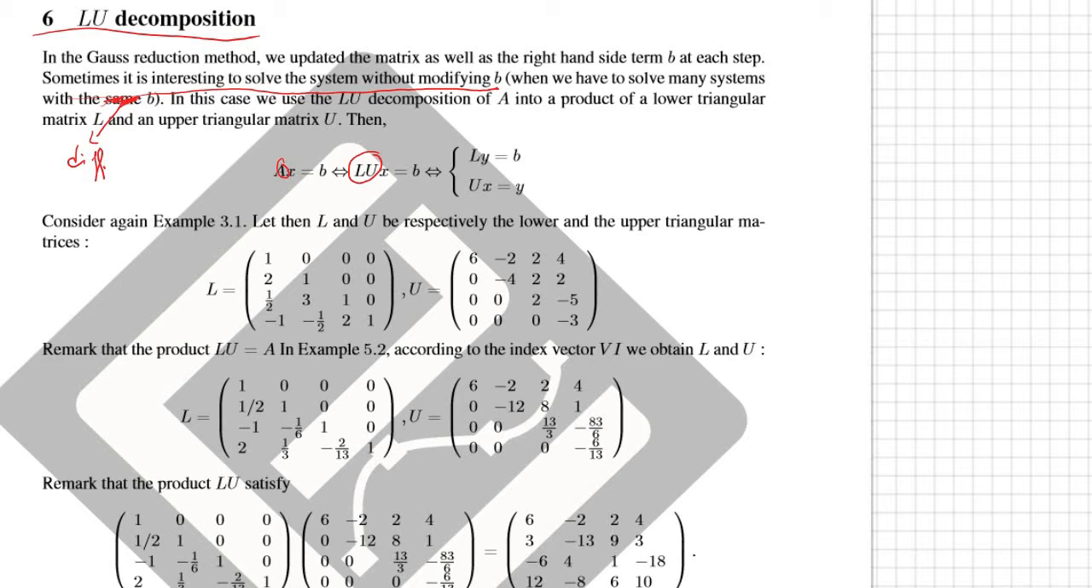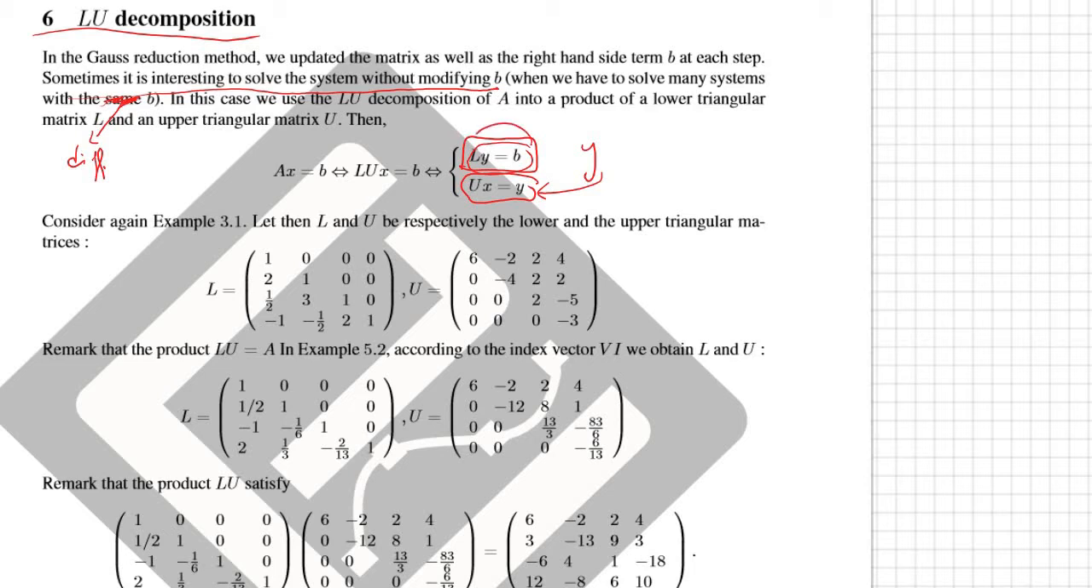If A can be written as this product, then the system Ax equal b is equivalent to the system LUx equal b. And solving the system LUx equal b is much easier than Ax equal b, because all we have to do is to solve two systems. The first one is Ly equals b, where y is equal to Ux. So we solve the system Ly equals b, we find y, and then we inject it as the right hand side in the second system, and we solve Ux equal y.